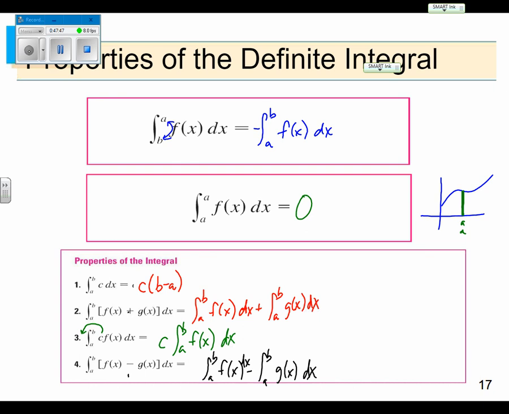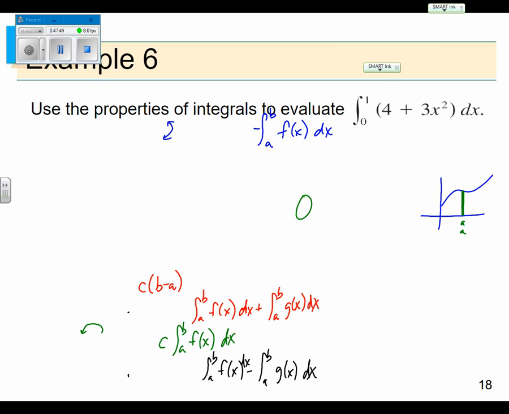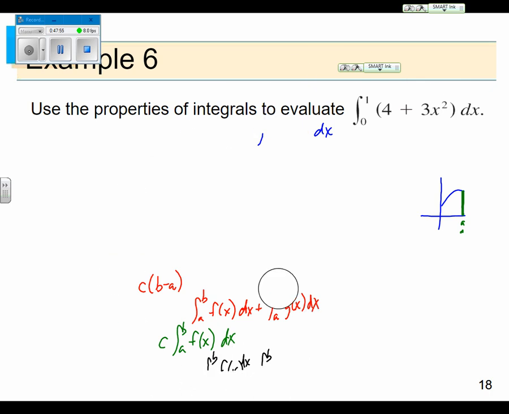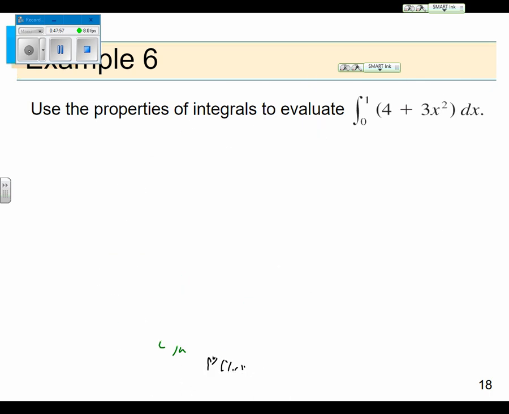Okay? So we're getting into our last steps before we're going to be able to do this a little bit quicker. I hope. Man, I've been racing too much today. It's not working. So I'm going to use the properties of integrals to evaluate this. Okay? So first thing I see on this integral is I can take the integral of each side of this plus.